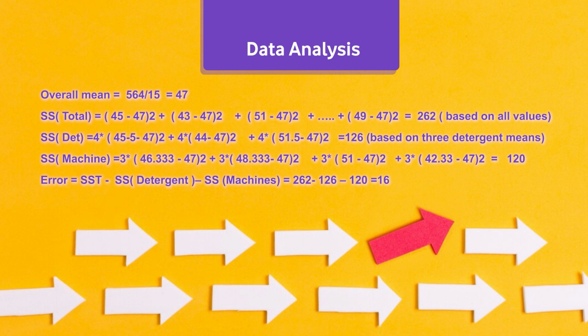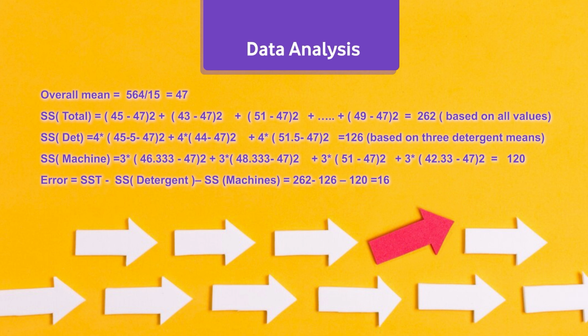Now, once we have the total sum of squares, we will calculate the sum of squares due to detergents. We will look at the mean values of the detergents: 45.5 for detergent 1, 44 for detergent 2, and 51.5 for the third detergent, and the overall mean of all these 3 is 47. So, the first term will be 45.5 minus 47, square of that, into 4, because 45.5 is the mean of 4 values.